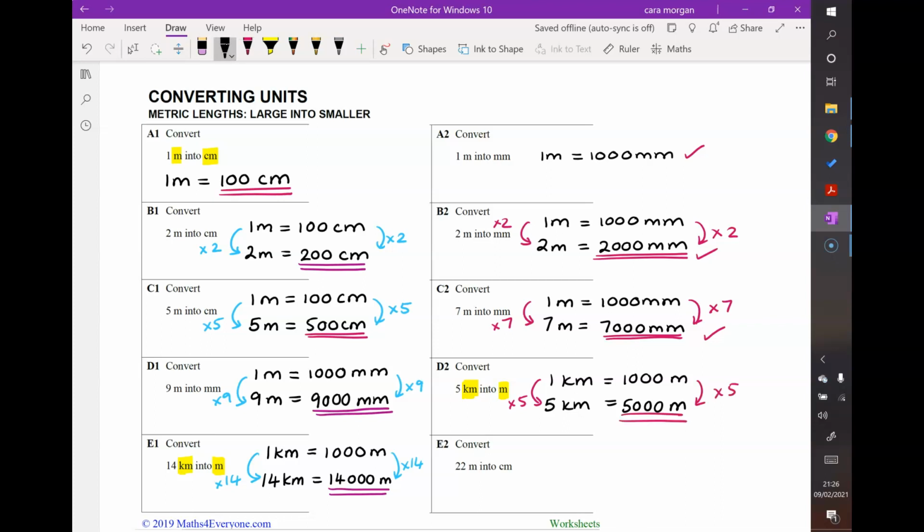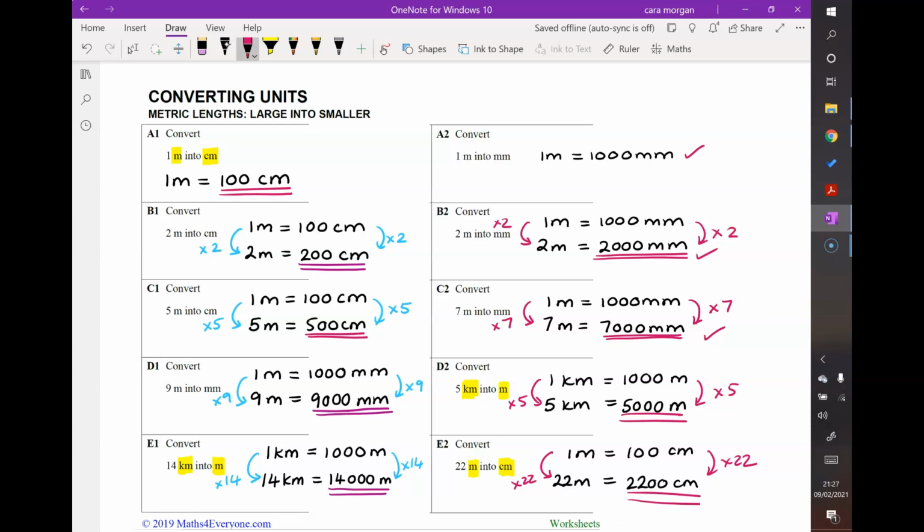And my last one. 22 metres into centimetres. Well, I've just got to think about my relationship between metres and centimetres. Well, in 1 metre, I know there is 100 centimetres. So in 22 metres, I think I've got to make it 22 times as big. And if I do that, I've got 22 hundreds or 2,200 centimetres. Lovely.